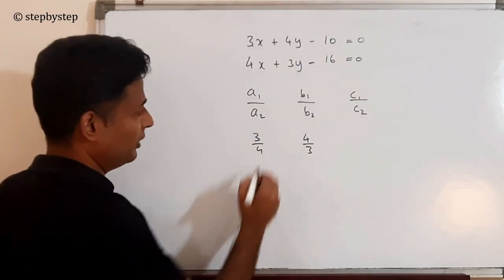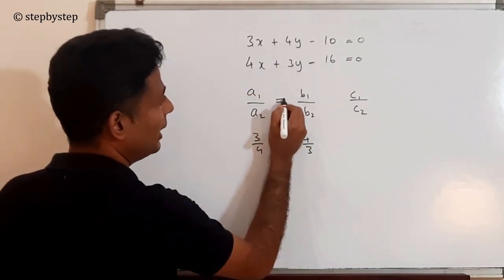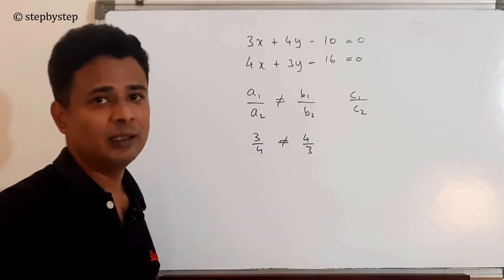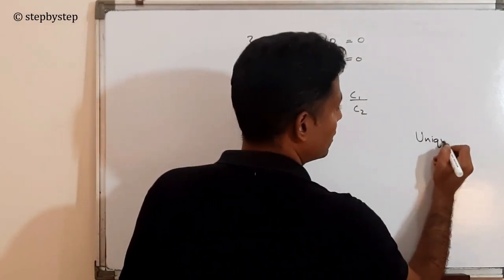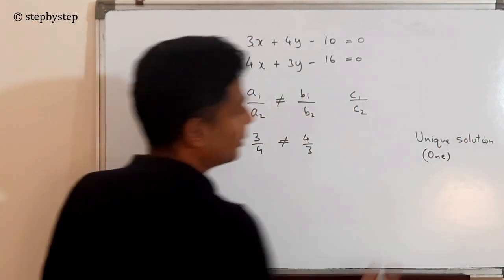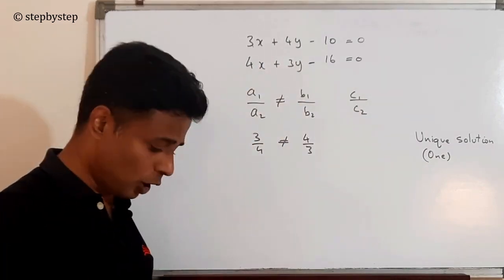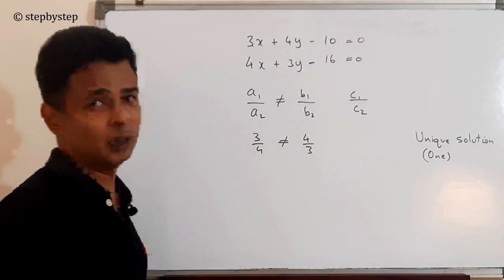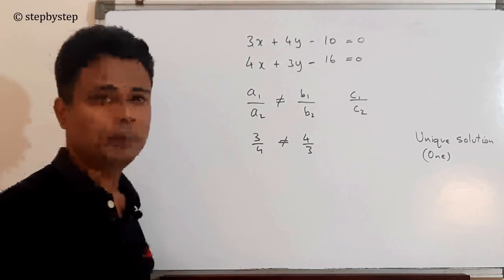Alright guys, now we've got a1 by a2 as 3 by 4 and b1 by b2 as 4 by 3, which means a1 by a2 is not equal to b1 by b2. We do not need to bother with c1 by c2 because this is the condition for a unique solution, or one solution. The only time you will not bother with c1 by c2 is when it has a unique or one solution, because the condition for that is just a1 by a2 not equal to b1 by b2.